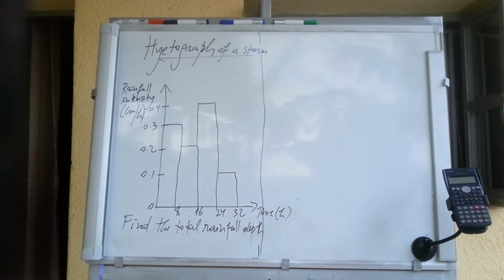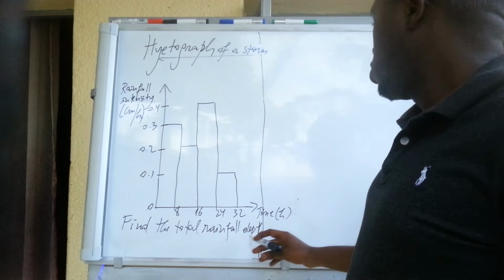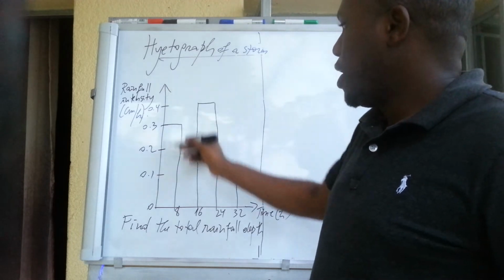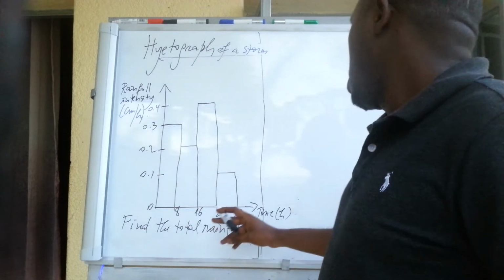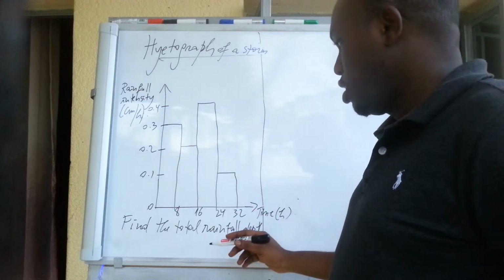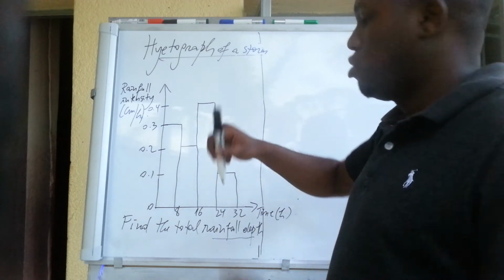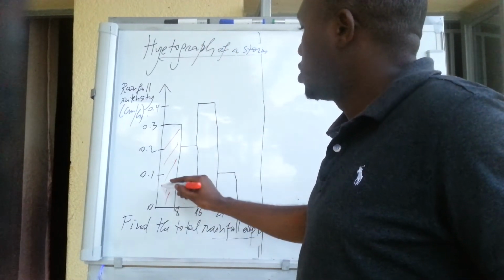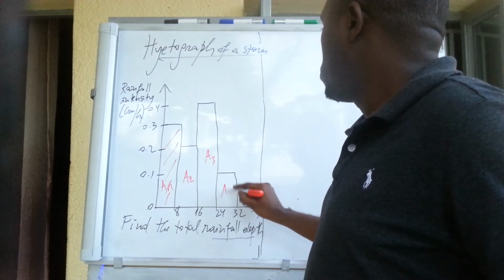So here we have an example of a hyetograph. Then we are asked to find out the total rainfall depth received by this area. So this is the y-axis. On the y-axis we have the rainfall intensity in centimeter per hour, and on the x-axis we have the time in hours. So I have told you that if you wanted to determine the total rainfall depth, it's a matter of computing the whole area under the hyetograph. So this is area 1, this is area 2, area 3, area 4.